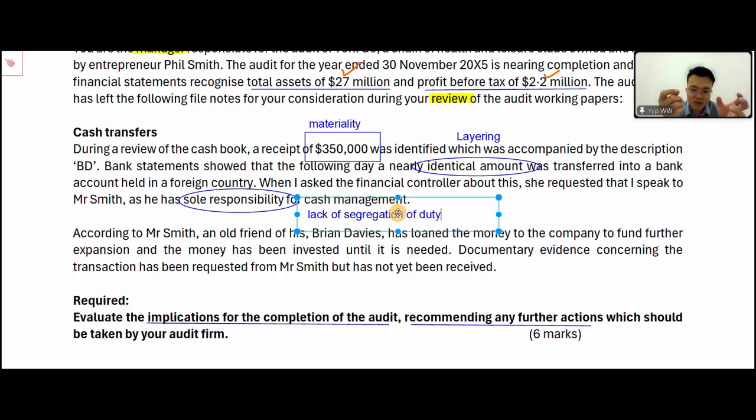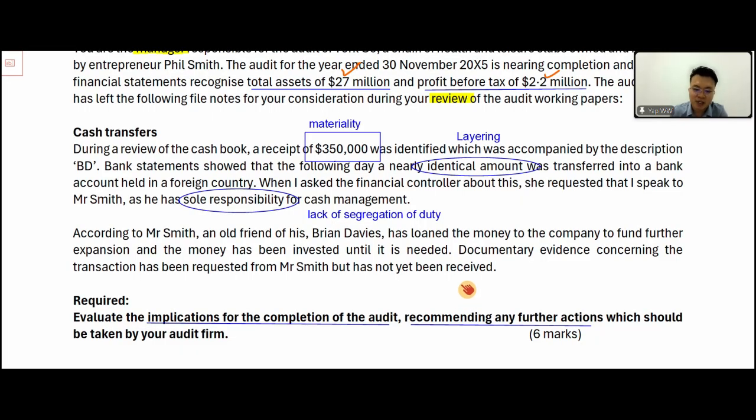When I complete the audit, these are the questions that I want to ask. Now, according to Mr. Smith, the audit senior says something like this: an old friend, Brian, loaned the amount to the company to fund further expansion and the money has been invested until it is needed. Documentary evidence concerning the transaction has been requested from Mr. Smith, but has not yet been received.